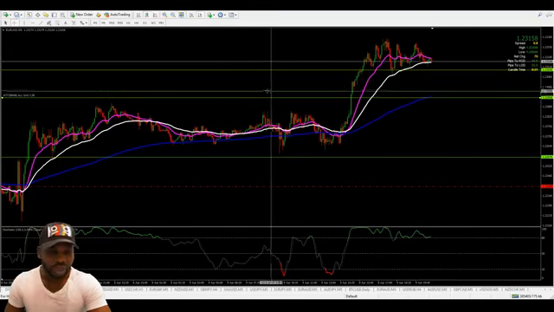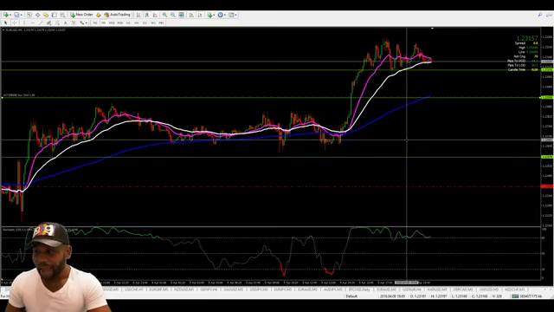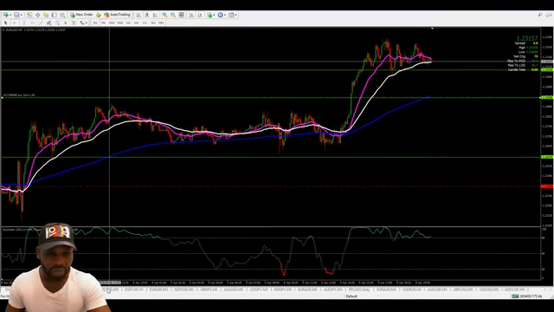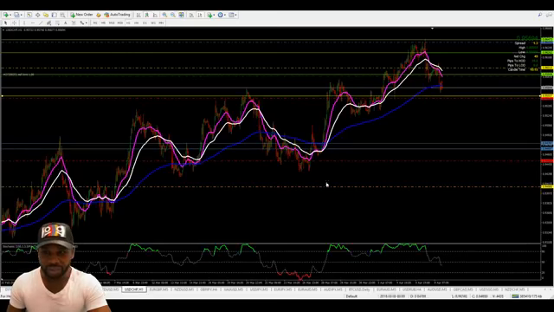So I'm looking at Euro USD on the buy side, off our 1 hour moderate uptrend play. I'm looking at USD CHF.